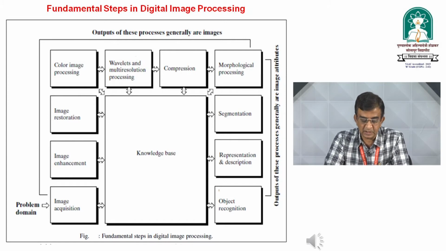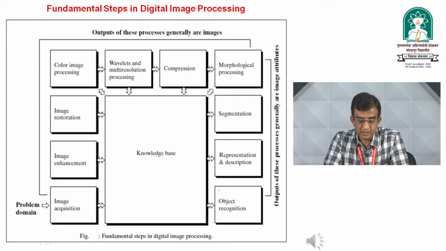Next step is color image processing. Color is also used as the basis for extracting features of interest in an image. Next, wavelets are the foundation for representing images in various degrees of resolution.